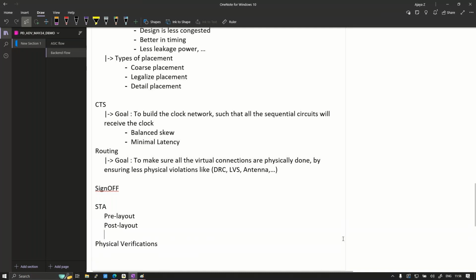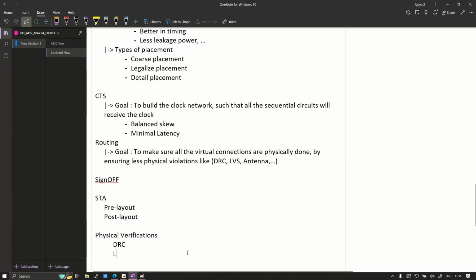And after that, we have physical verification, where we will be discussing DRCs, LVS, and manual routing: inserting wires, deleting wires, cutting the wires, and manually rerouting into different metal layers. All that we will be discussing during these physical verification stages.